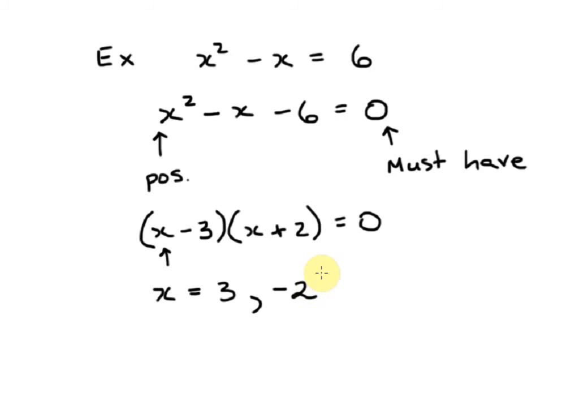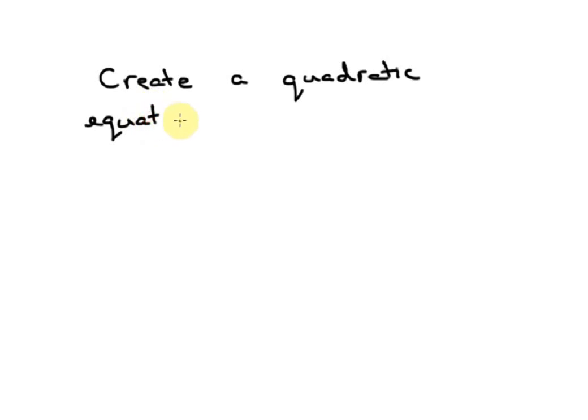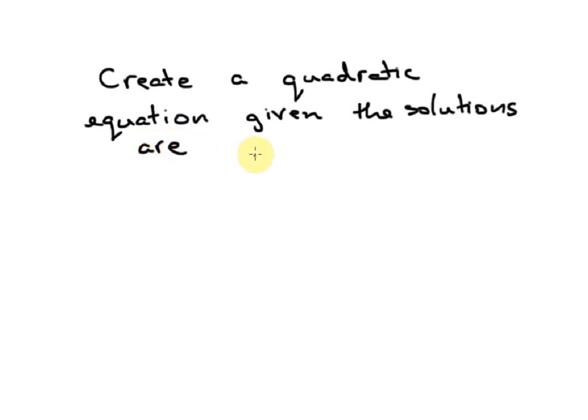My next example is a little bit different. What I'm going to do in this example is I'm going to try to create a quadratic equation. So create a quadratic equation, and what I'm going to do is I'm going to give you the solutions. Given the solutions are, say, 7 and negative 2.